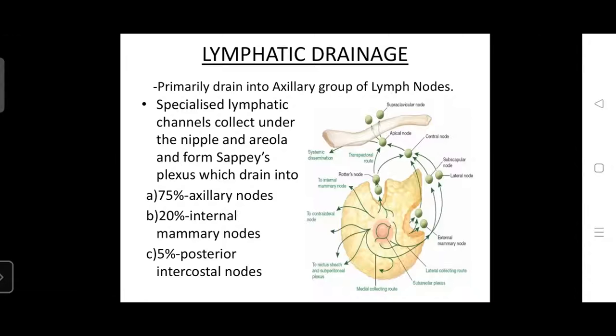As it is seen from the lateral aspect, mostly from the lateral aspect, 75% is draining into the axillary nodes, and 20% from the medial aspect is draining into the internal mammary nodes. In the axillary nodes, most of it is draining into the apical node, and among that, a few of them can be drained into the supraclavicular nodes.